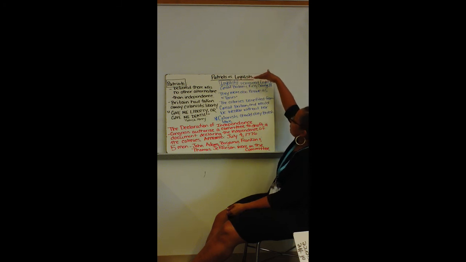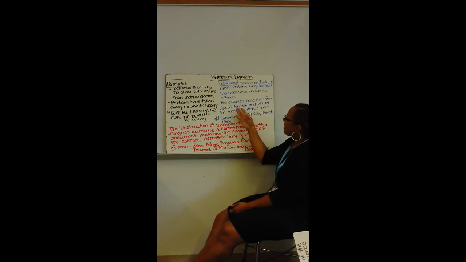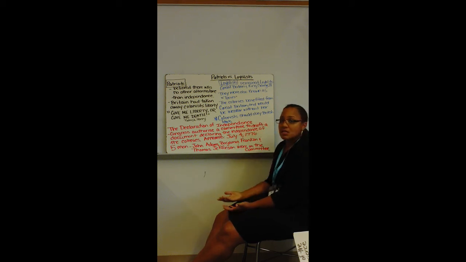The loyalists, however, remained loyal to Great Britain and King George III. They were also known as Tories. The colonies benefited from Great Britain and would be weaker without her. That's what they're thinking, because keep in mind, Great Britain is a powerful empire during this time. The colonies should obey British laws. That's what the Loyalists or Tories felt.